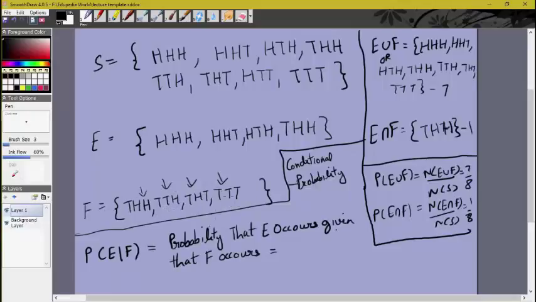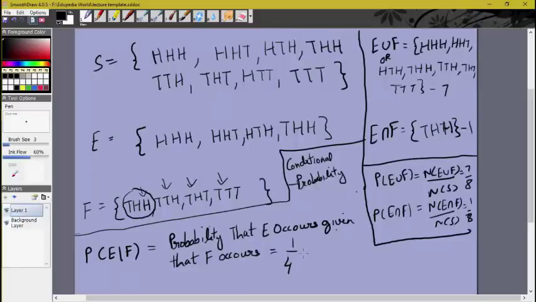And out of all those 4 events where we know that F occurs, how many of those events are such that E occurs in it as well? So THH, we know that E occurs here, but the other 3 are not elements of E. So only THH will be the case where E occurs given that F occurs. When you have HHH, E does happen, but F is not happening. Similarly for HHT and for HTH. So you can directly see the probability is 1 by 4.